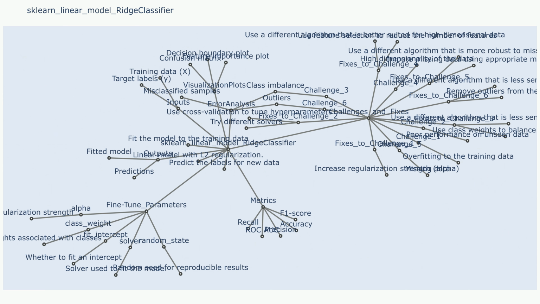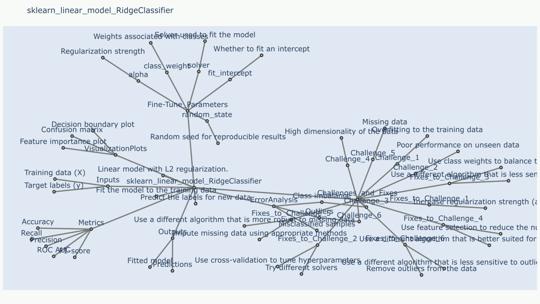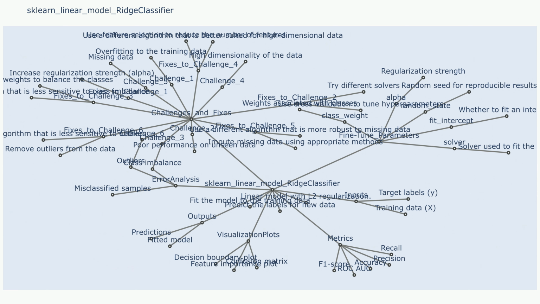Visualization plots. Decision boundary plot: it visualizes the decision boundary learned by the ridge classifier model, showing how it separates the different classes. Feature importance plot: it shows the importance of each feature in the classification model, helping understand which features are most influential. Fine-tune parameters. Alpha: it controls the strength of the L2 regularization. A higher alpha value leads to stronger regularization and smaller coefficients.